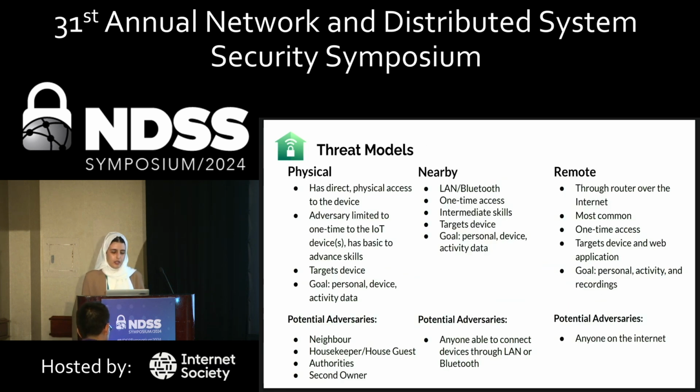So looking at the common characteristics shared in each category, we were able to develop certain threat models based off of these attacks, which can be used in future research. This is based on existing IoT attacks in literature. The physical threat model would be someone such as your neighbor, a housekeeper, authority such as investigators, or a secondhand owner of a device. The goal is to access your personal device or activity data, and the target is the device. For nearby, it's anyone that's able to connect using Wi-Fi or Bluetooth, and they'll often target the device as well, the personal device and activity data. And for a remote adversary, it's anyone on the internet. They're oftentimes targeting recordings and personal activity data, and it's usually on the web or mobile applications.